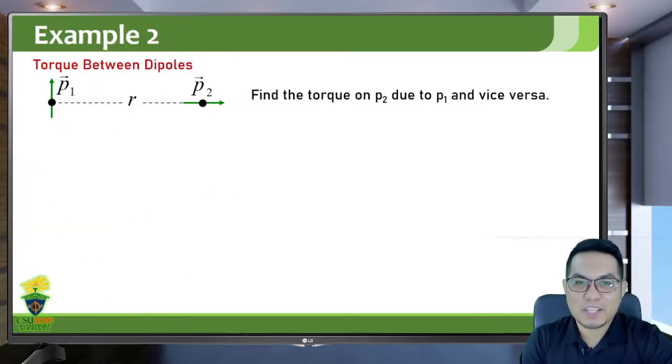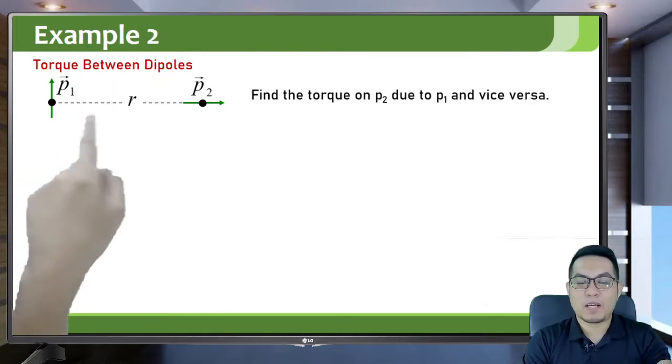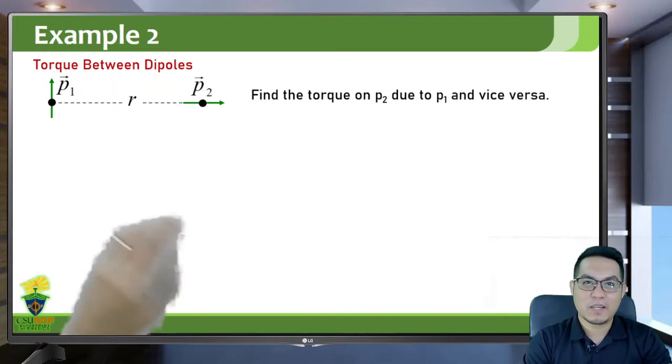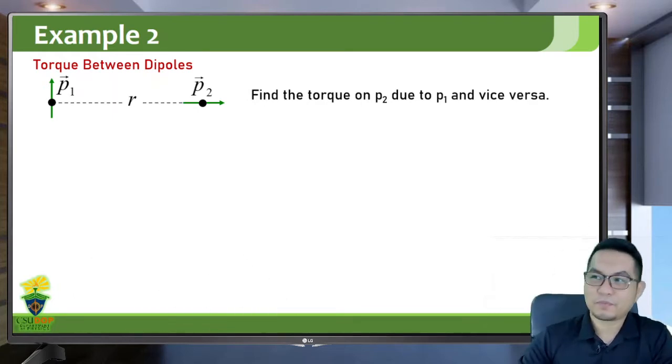But there's no such thing as Newton's third law for torque. Newton's third law only applies to force, meaning the force exerted by P1 on P2 is definitely the same as the force exerted by P2 on P1. But the torque is not necessarily the same.